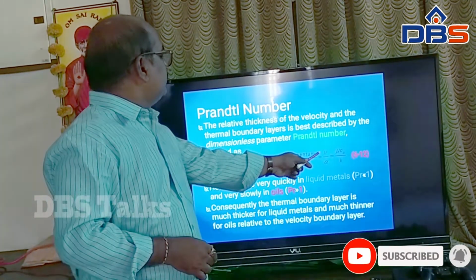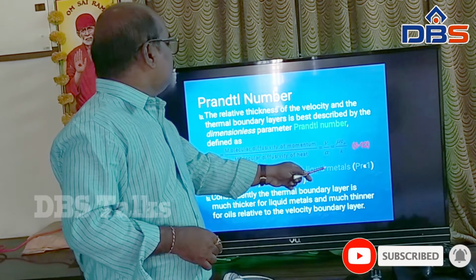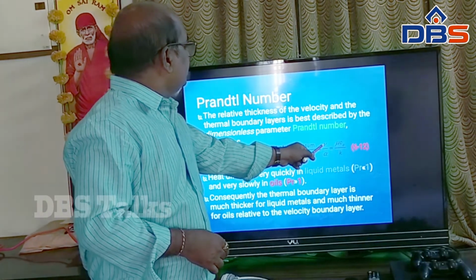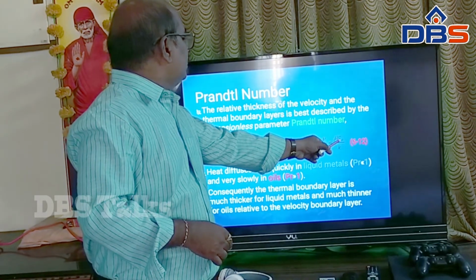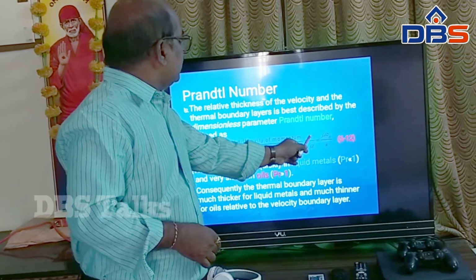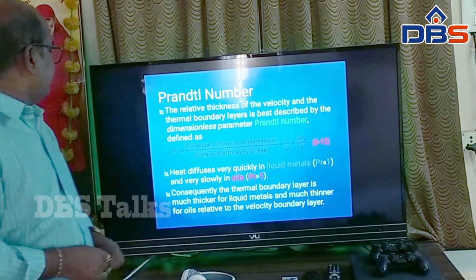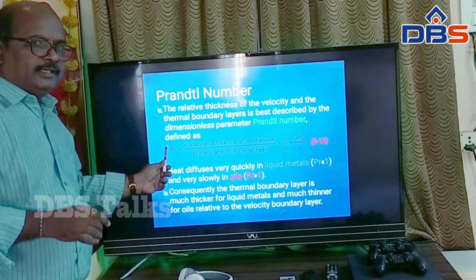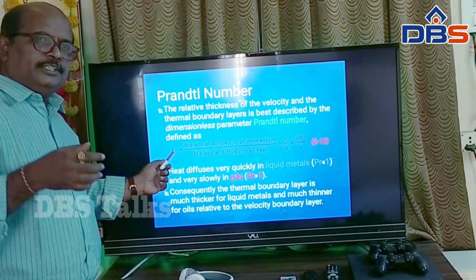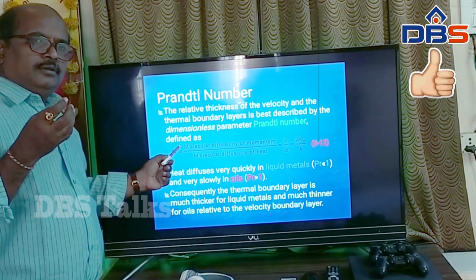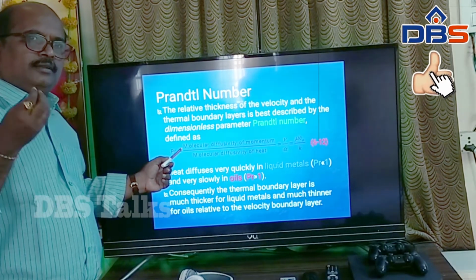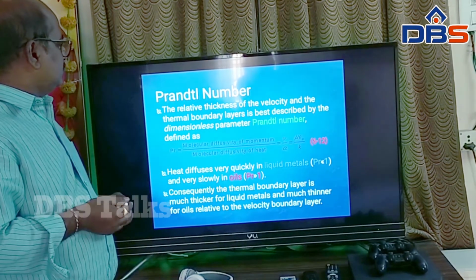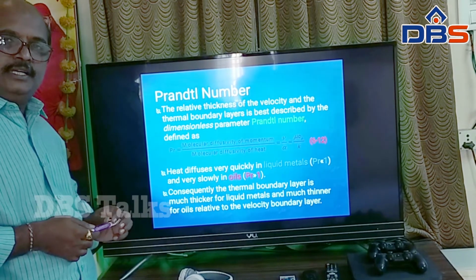Molecular diffusivity of momentum is nothing but nu, and molecular diffusivity of heat is alpha, so Pr equals nu divided by alpha. Again, nu we can write as mu by rho, and alpha as K by rho Cp, and we can simplify it as mu Cp by K. Or sometimes this Prandtl number we can define as the ratio of thermal boundary layer to laminar boundary layer thicknesses, delta T by delta.